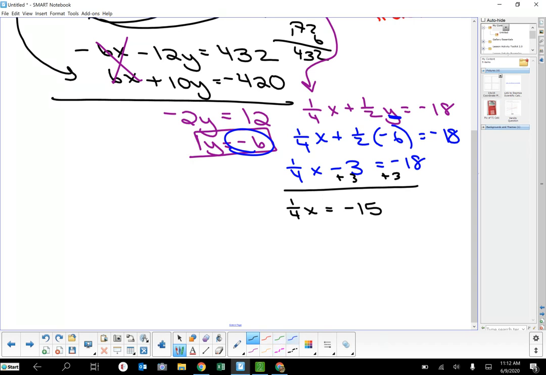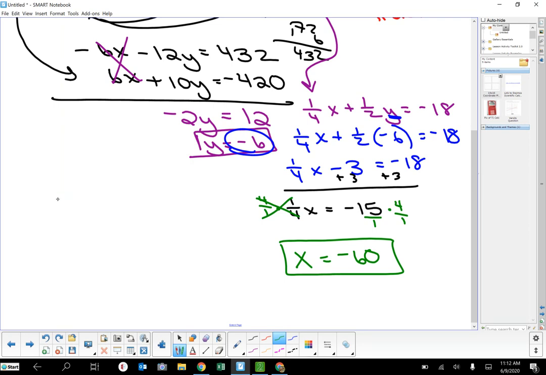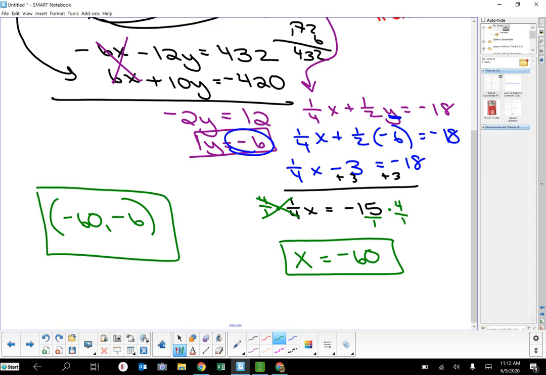And remember, you can either divide them both by a quarter, or when you have a fraction, you can multiply by the reciprocal. And those would cancel. And x equals -60. And so your ordered pair here is x is -60, y is -6. And I actually went and checked that in Varsity to make sure it was correct, and it was.